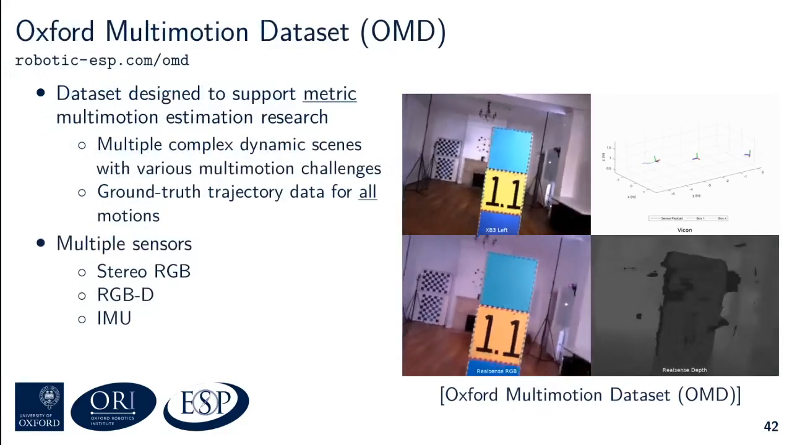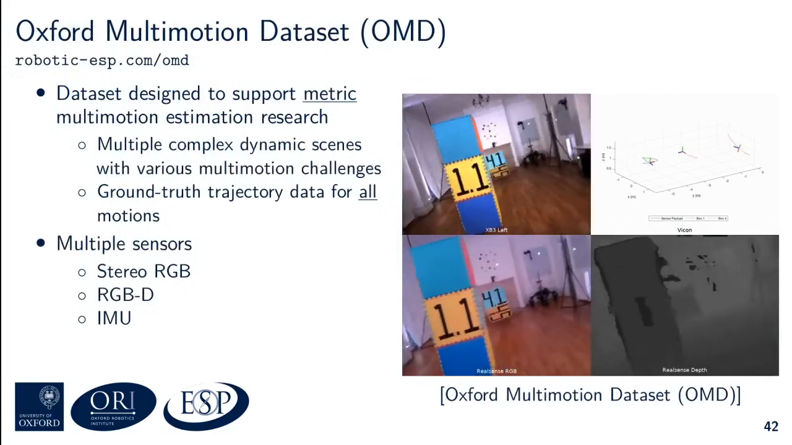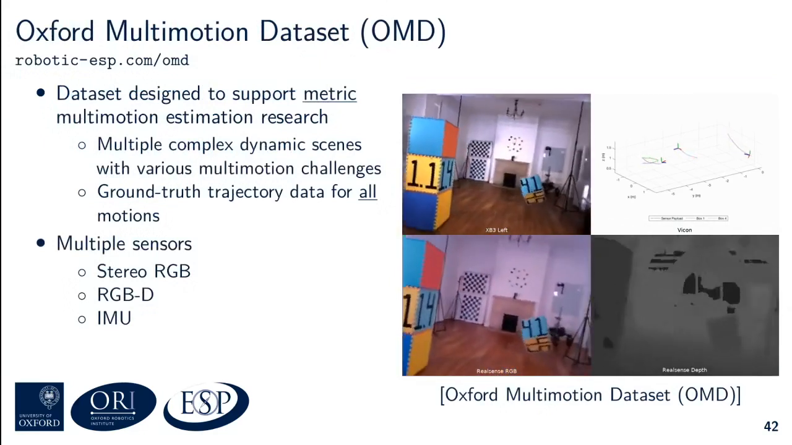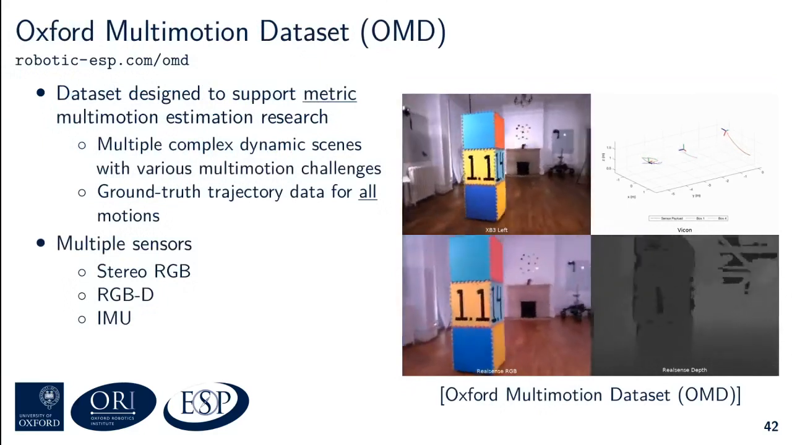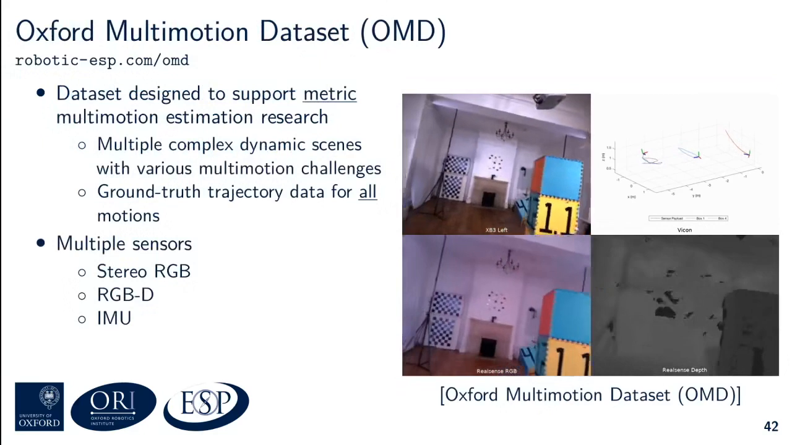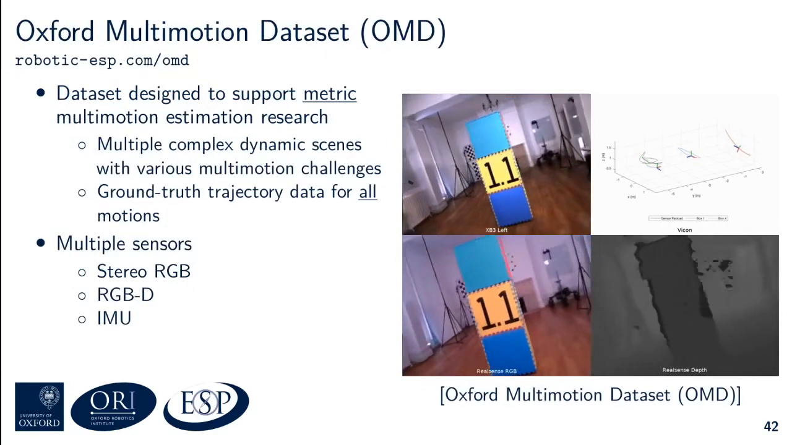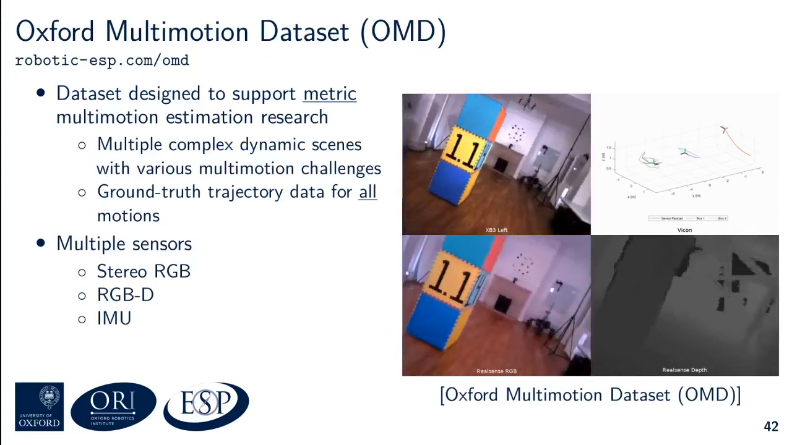In order to explore the challenges involved in multi-motion estimation, we needed a dataset with ground truth trajectory data for both the sensor ego motion and the third-party objects in the scene. Unfortunately, no existing real-world datasets were sufficient for this type of metric multi-motion evaluation, so we set about designing and creating the Oxford Multimotion Dataset, or OMD.